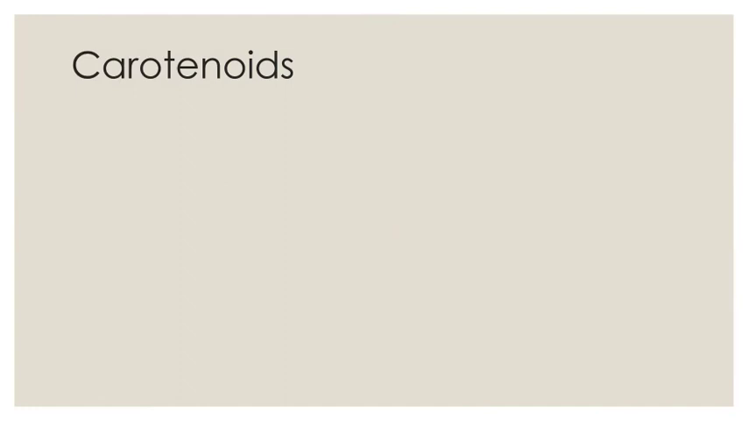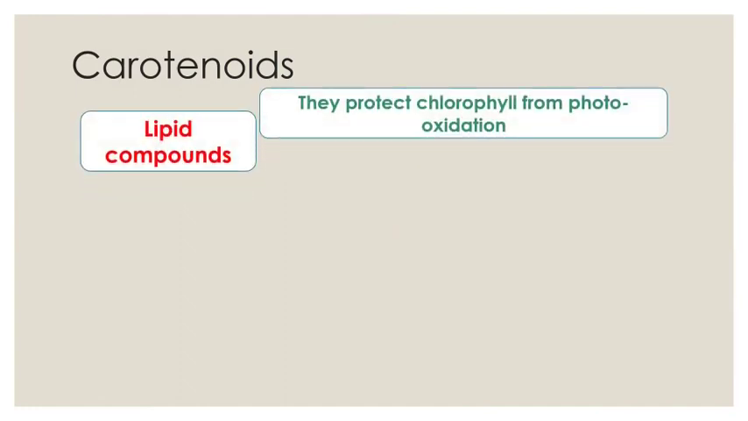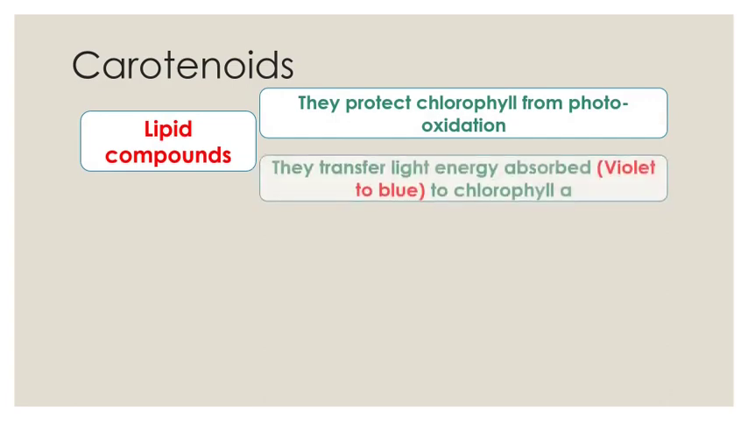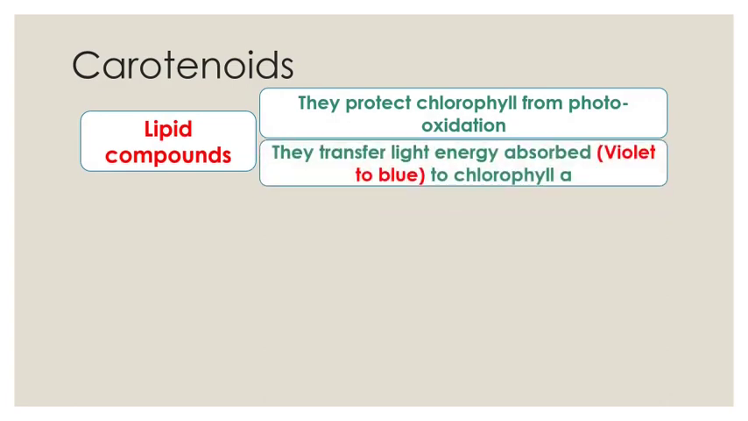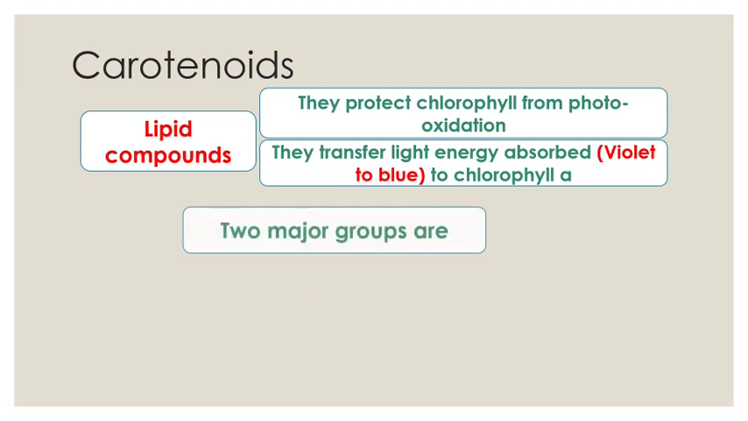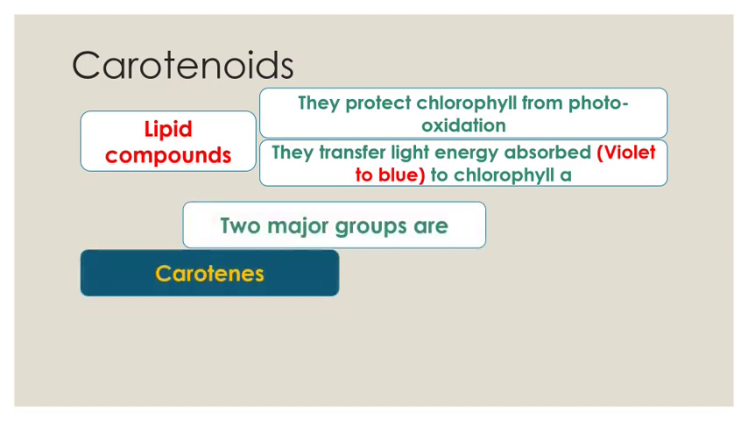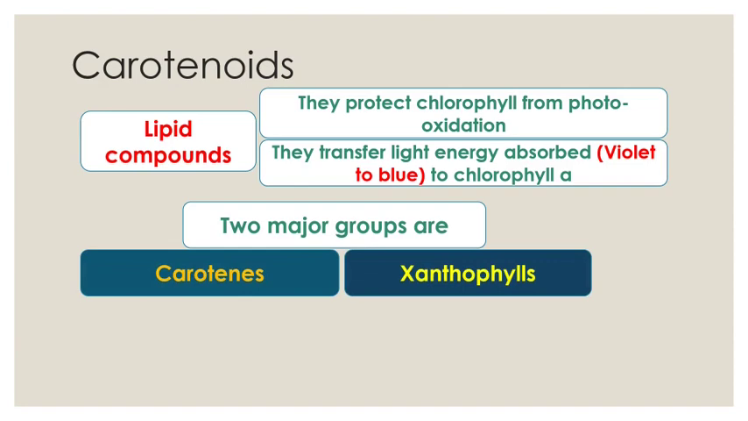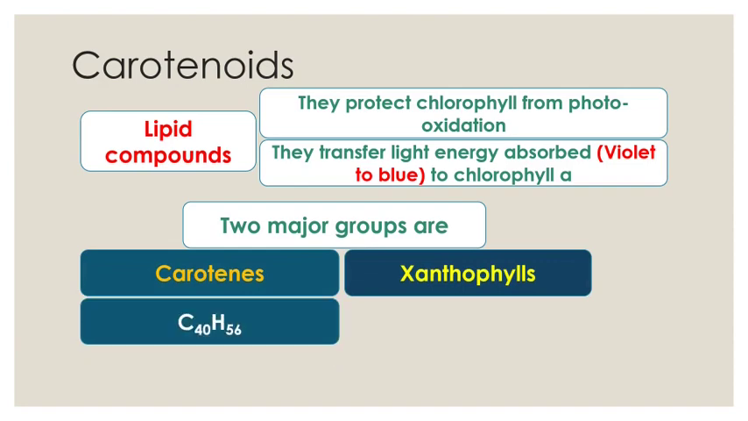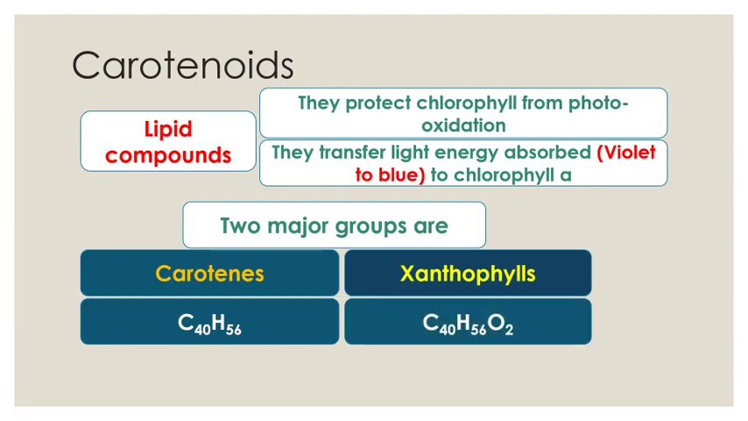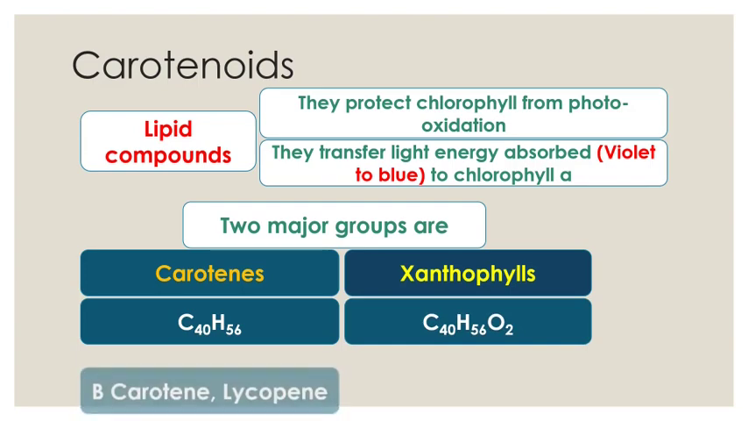Let us talk about the next type of pigments, that are carotenoids. They are lipid compounds. They protect the chlorophyll from photooxidation. They transfer the light energy, usually absorbed in the violet to blue range of the visible light, to chlorophyll A. Carotenoids have two major groups: carotenes, which are orange in color, and xanthophylls, which are yellow in color. Carotenes have the empirical formula C40H56. Xanthophylls have additional oxygen, so C40H56 and oxygen.